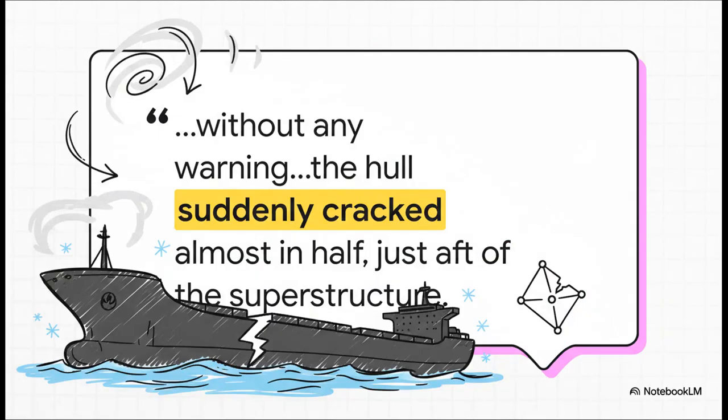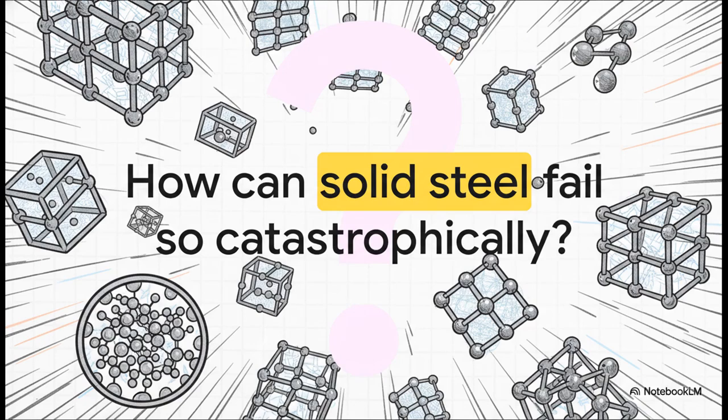No, that's not from a movie script. This actually happened. On a calm, cold day back in 1943, the SS Schenectady, a huge, brand-new steel ship, literally cracked in half while it was just sitting at a dock. So how in the world does that happen? How can solid steel just fail like that?